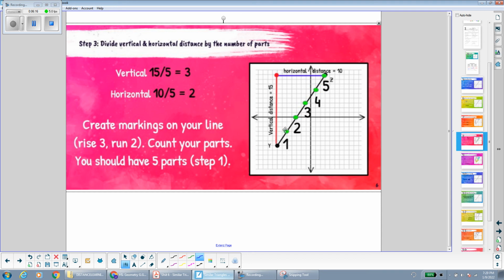Notice how we now found 5 equal parts along this line segment. We have 1, 2, 3, 4, 5 parts that we just partitioned this line segment into. Just as it says here, you should have 5 parts: 1, 2, 3, 4, and 5.